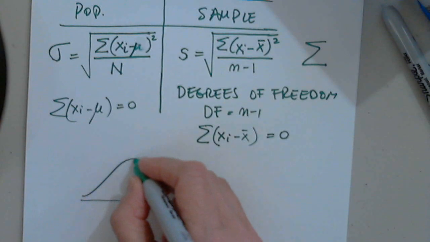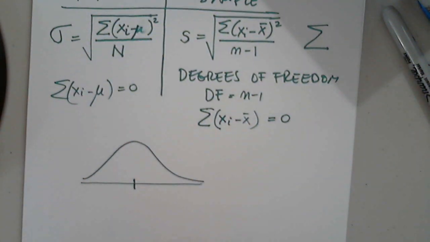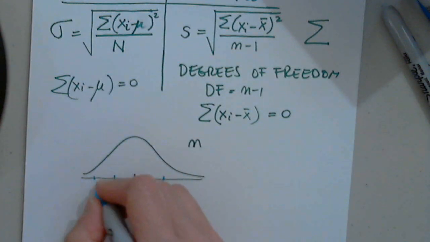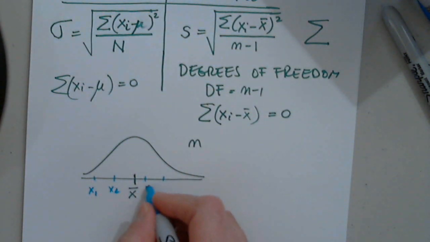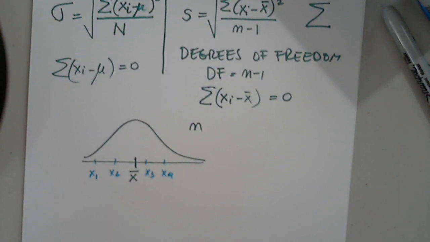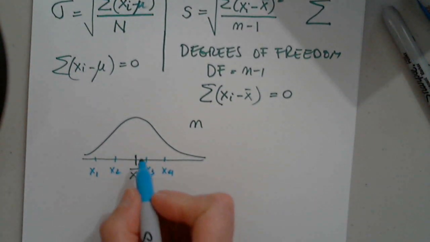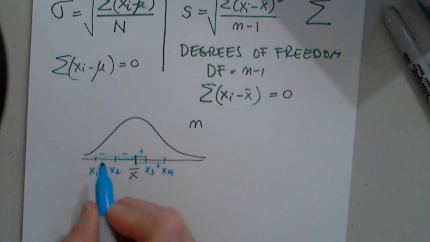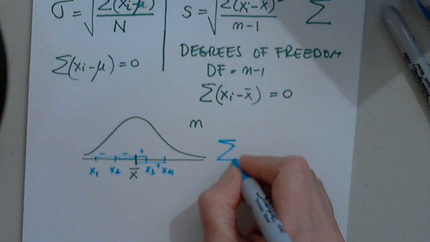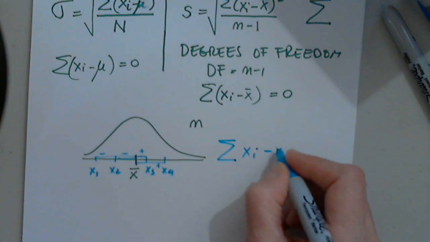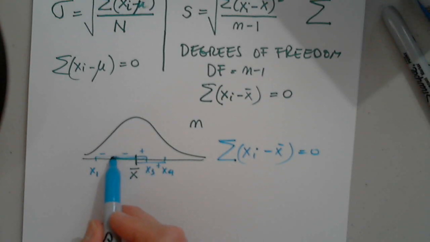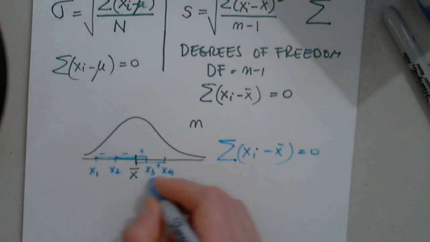So here it is. Let's say this is for a sample of size n, and I have x bar here, and I have all the observations. Let's say this is x1, this is x2, this is x3, this is x4. It is guaranteed that this distance is positive, this distance is positive, this distance is negative, this distance is negative, and it's guaranteed that the sum of xi minus x bar will always be 0. This plus this minus this, because they are negative, will always equal 0.